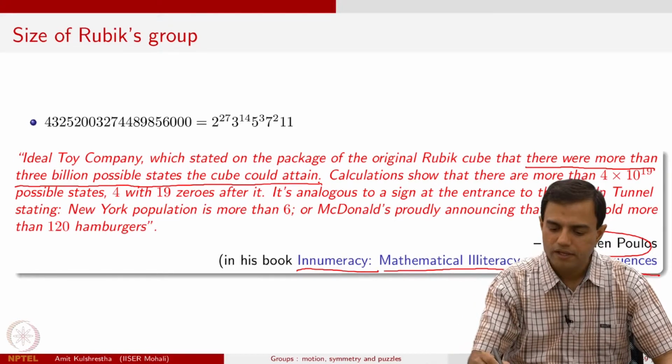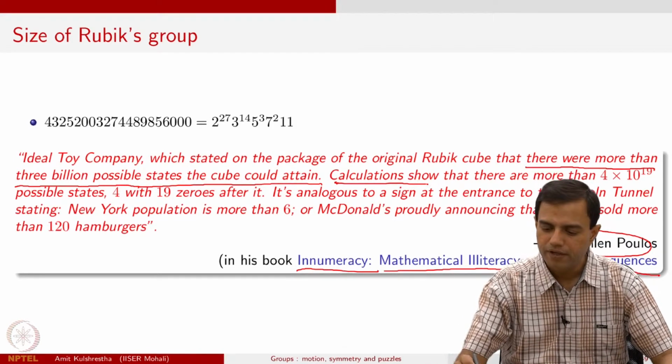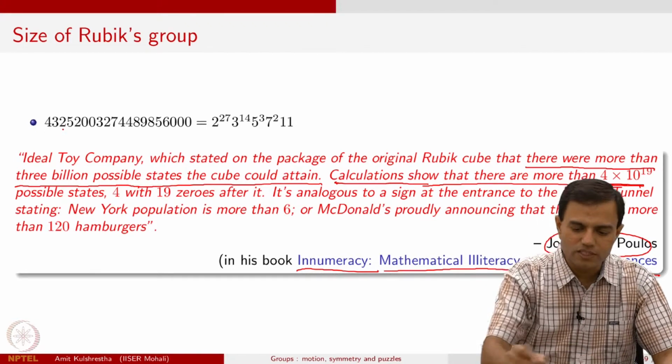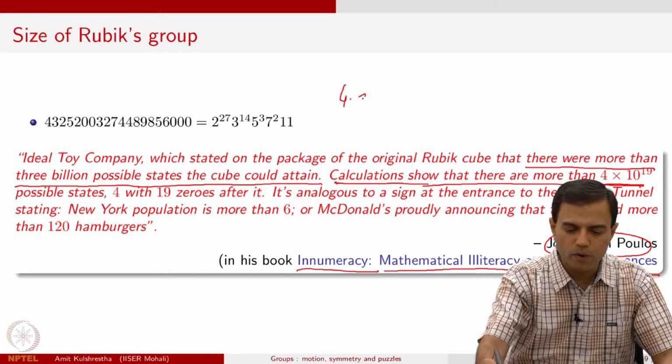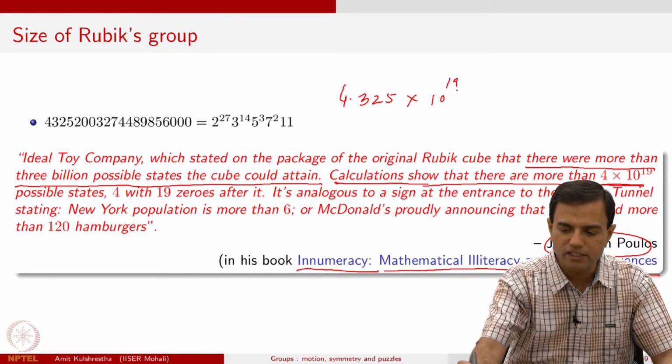However, calculations show, so the calculation that we did just now using GAP shows that there are more than 4 into 10 to the power 19, right? So this is something like 4.325 into 10 to the power 19.